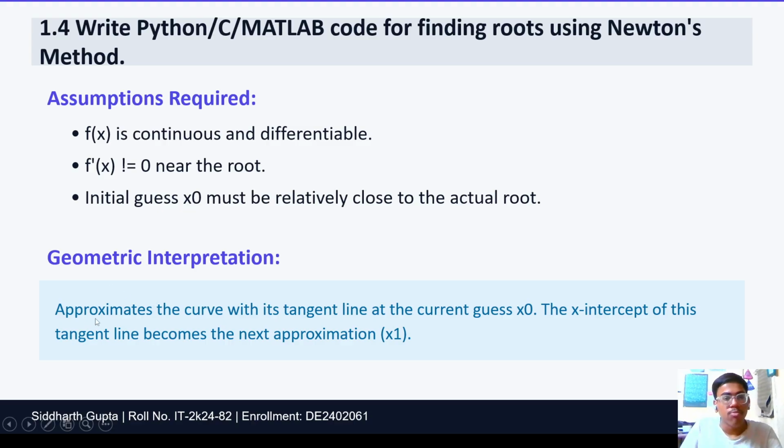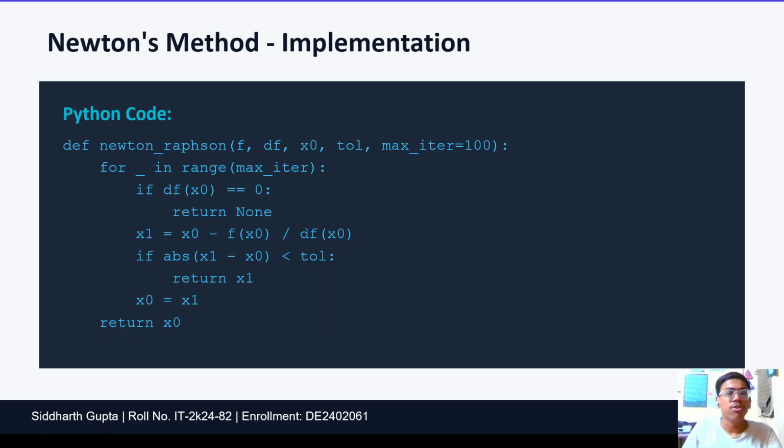Now the geometrical interpretation for Newton-Raphson is a tangent that passes through x0, and the x-intercept of this tangent becomes the next approximation x1. Now moving on to the code for Newton-Raphson. So we will pass the function f, df is the differentiation of the function, x0 is the starting limit, tolerance is 0.0001, max iteration is 100.